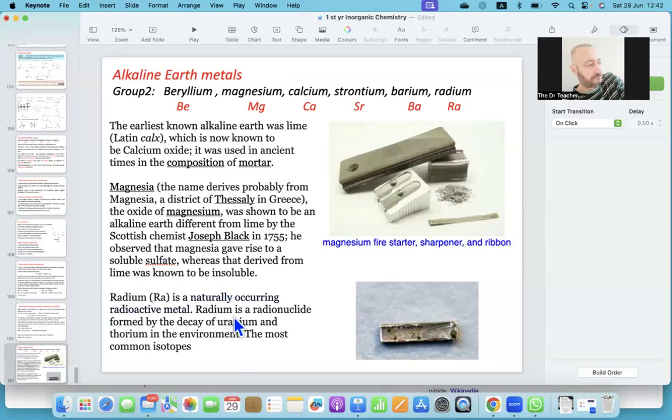Radium is a naturally occurring radioactive metal, very important, formed from the decay of uranium and thorium in the environment, the most common isotopes. There are isotopes for radium as well. We can talk about it later.